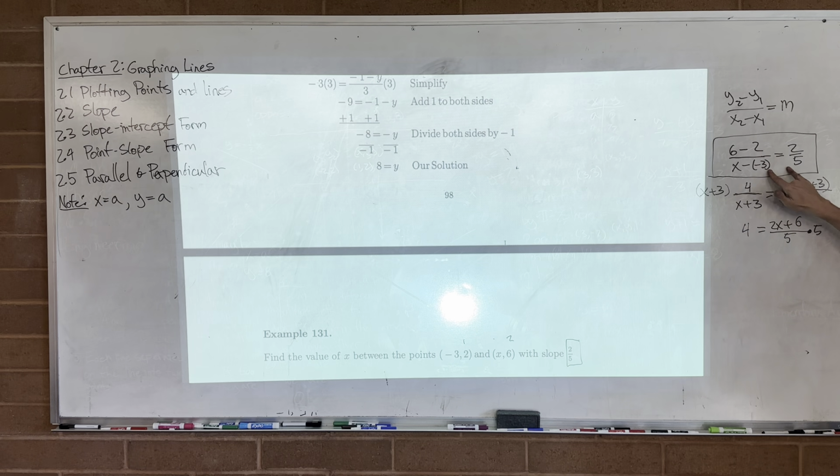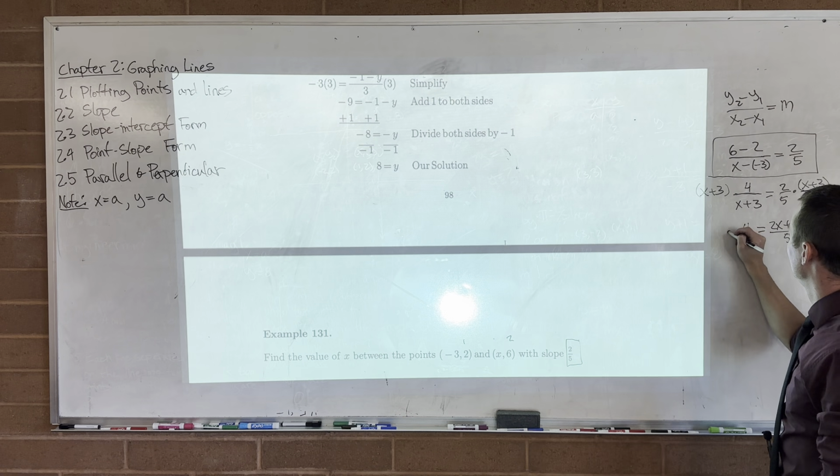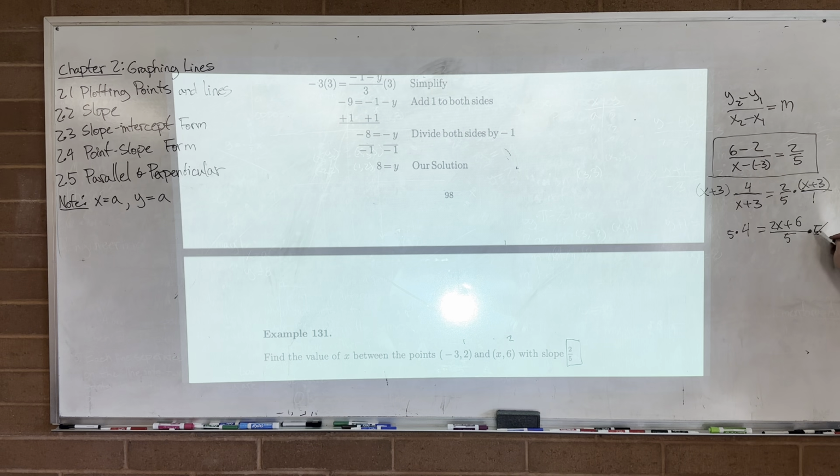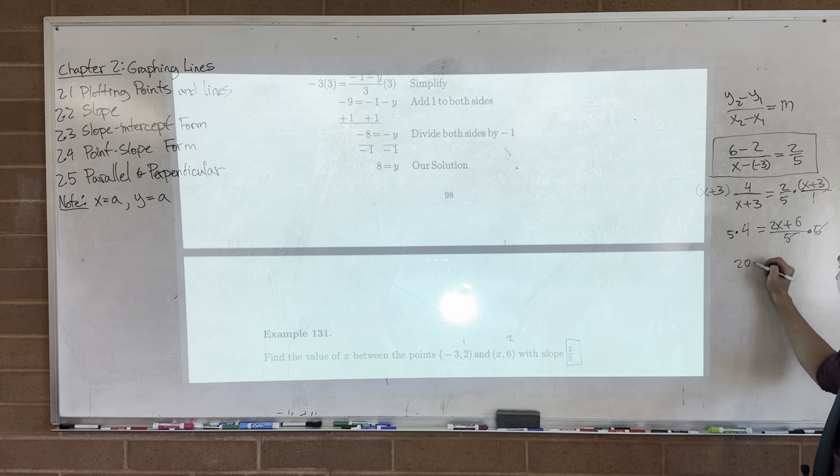So that's how we got to here. Here to here, we simplified that to be x plus 3. Multiply both sides by x plus 3. Those x plus 3's cancel out, just leaving the 4. 2x plus 6 all over 5. Now we're multiplying both sides by 5. Good. So it's 20 equals 2x plus 6.